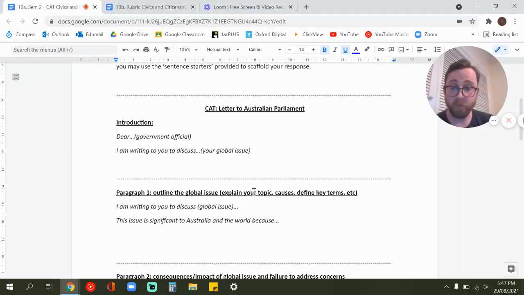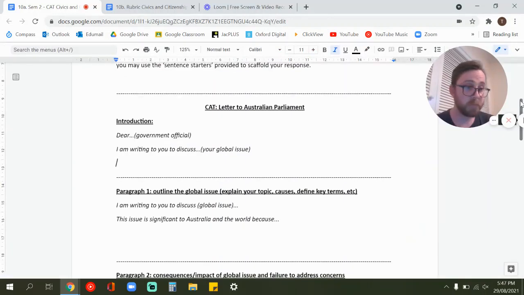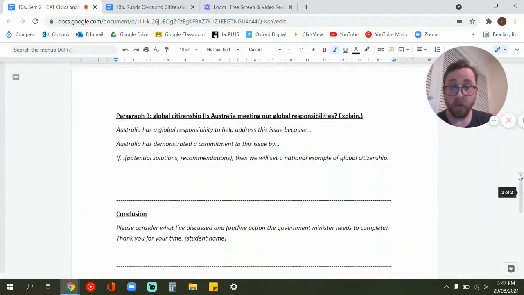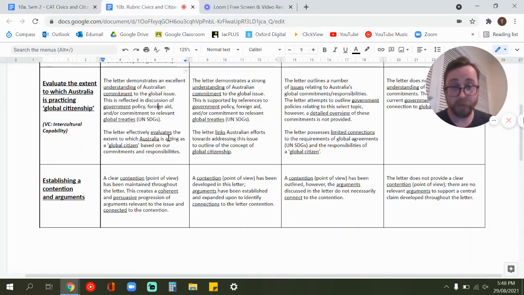And here's why. And that's when you talk about the issue, you talk about why it's important to Australia and the world, talk about the consequences, and then you evaluate whether or not Australia has done enough on this topic. So that's how you demonstrate your contention. Throughout the letter, I need to remember this is their topic, this is their opinion, and these arguments are all related, they're all connected, they're all linked back to that contention. So it's not necessarily there throughout each of these paragraphs, but you need to make sure that you're linking everything back to your point of view, to your opinion about this topic.